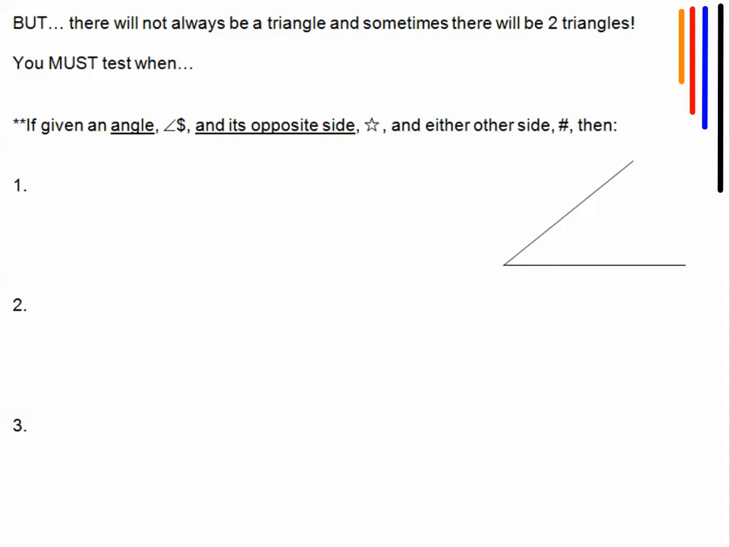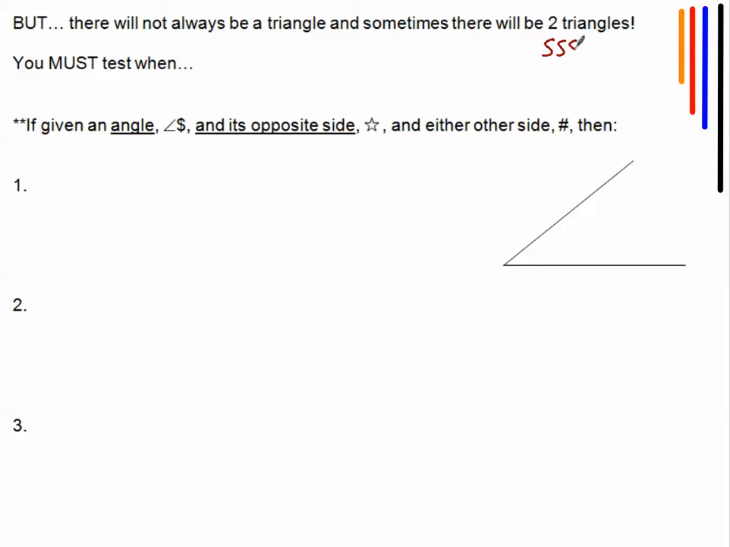The ambiguous case comes into play when the information that I give you is not necessarily enough information to have only one triangle. Sometimes there will not even be a triangle, and sometimes there may be two triangles. You recall from geometry that when I'm giving you three pieces of information, there are four main postulates and theorems to prove that you only have one triangle.